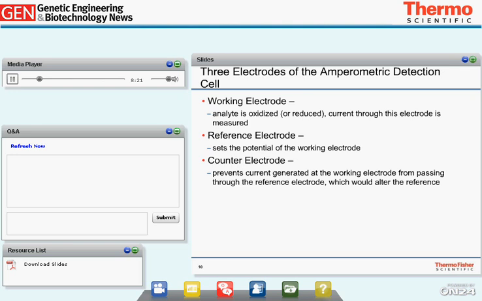For the analytical format, a silver chloride combined reference electrode is used, and for the capillary format, we like to utilize a palladium hydrogen solid-state reference electrode. The counter electrode prevents current generated at the working electrode from passing through the reference electrode, which would otherwise cause chemical changes inside the reference electrode.